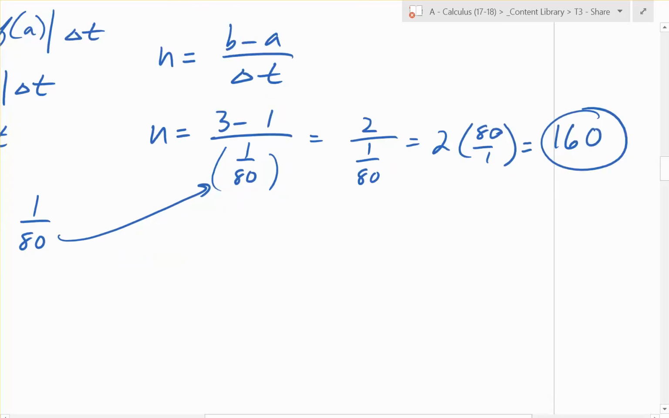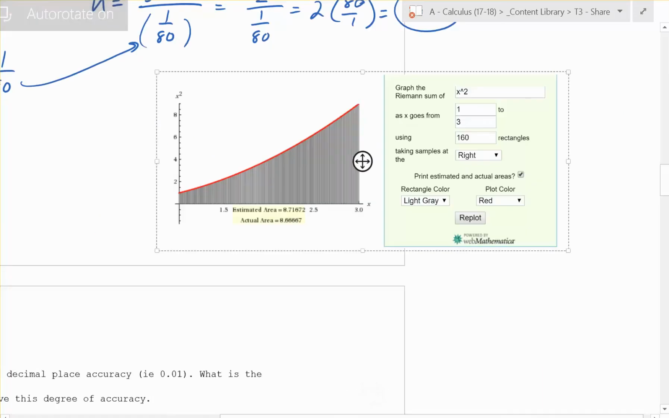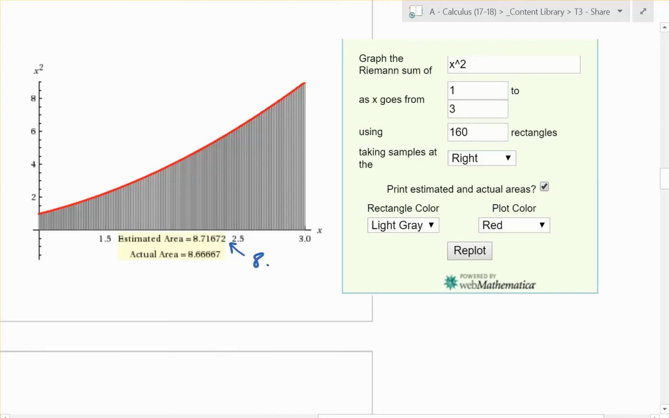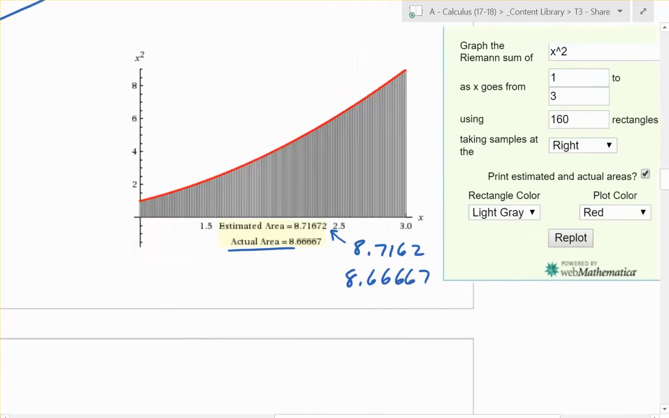If you wanted to, you could put that into the applet and see what our guess would actually be. So let's do that. I just used the right hand on this, and I did 160 intervals, and you'll notice that our guess on this one is 8.7162, and the actual is 8.66667, and that is within 0.1. Awesome. You can test that by just doing 8.7162 minus 8.6667, and that will be less than 0.1.